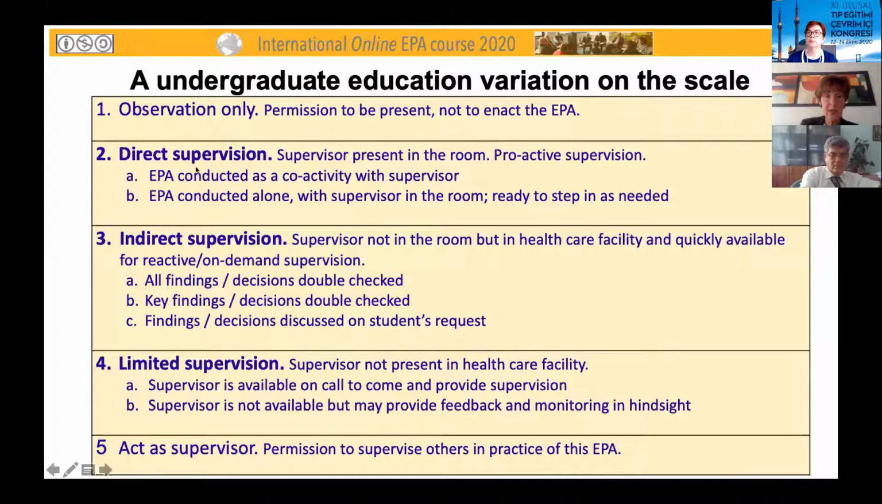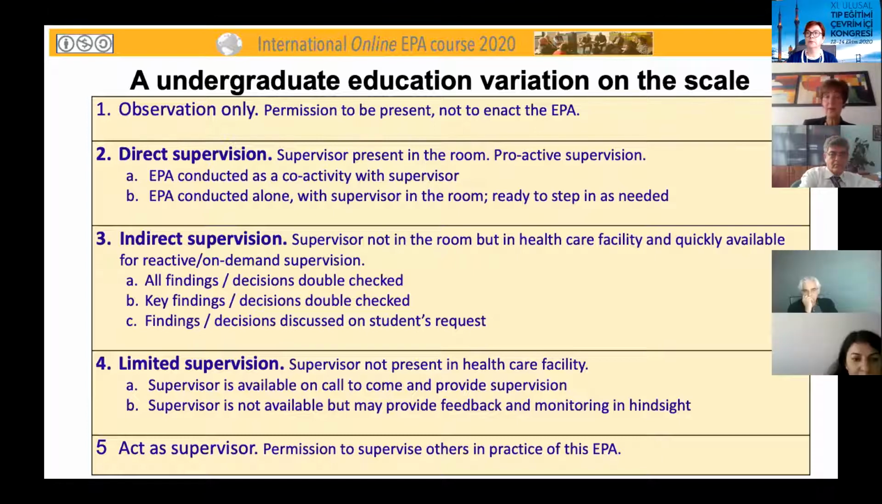So for example, here, the direct supervision can be subdivided in 2A, where the EPA is conducted as a co-activity with a supervisor, and 2B, where the EPA is conducted alone with the supervisor in the room, and he or she can step in immediately as needed.